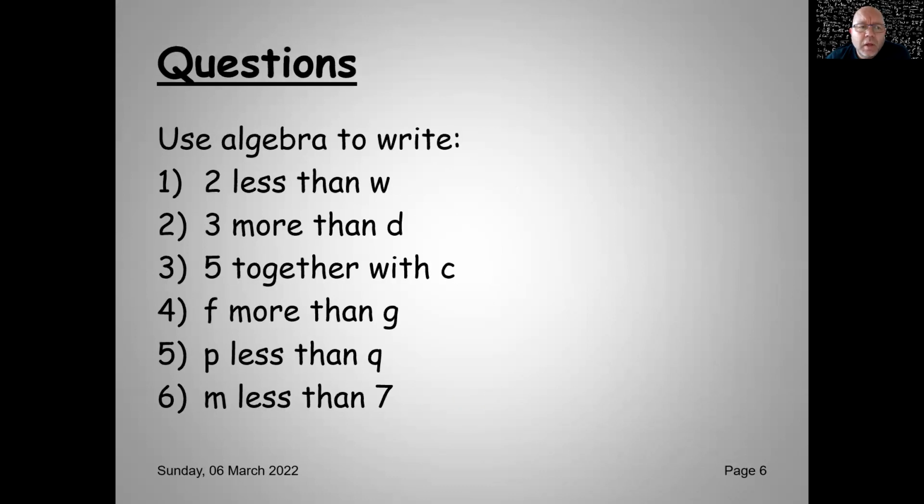Okay. Here's a few for you to try. Can you come up with the algebraic equation that matches each of these statements? Pause the video, jot them down. I will be revealing the answers in 3, 2, 1. There we go. So 2 less than W is W take 2. And working down D plus 3, C plus 5, F plus G, and so on.